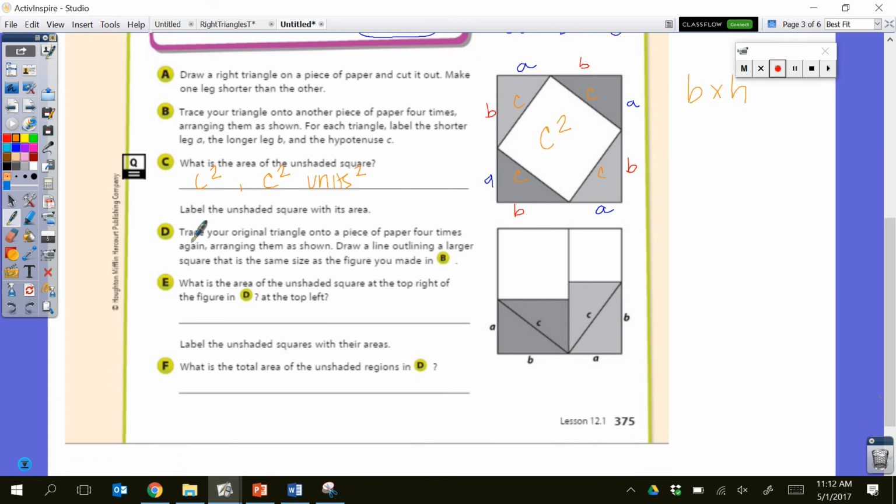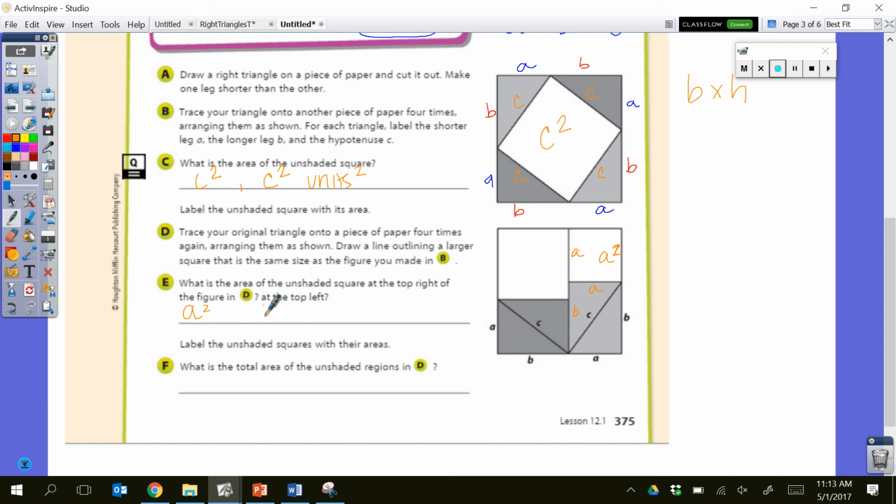And then what does it want us to do? Trace your original triangle onto a piece of paper 4 times, again, arranging them as shown. Draw a line outlining a larger square that is the same size as the figure you made. So this is the figure we made in B. It wants the same size here. And then it wants us to determine the area of the unshaded square at the top right of the figure. Okay. Well, this is A, B, C, so that means that this is also B, and this is A. This is a square. They told us that. So this would be A times A, or A squared.